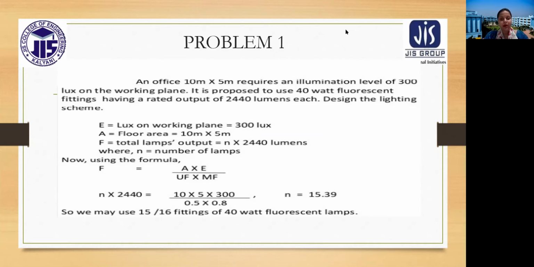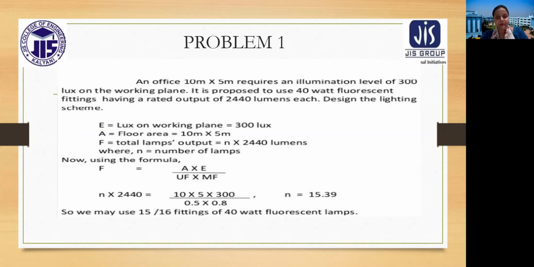F, total lamp output, is N into 2440 lumen. It's been given. Total lamp output will be number of lamps into lumen of each lamp, and the lumen of each lamp is given as 2440 lumen. Now using the formula, we can write A into E divided by N into UF into MF. Here N into F is N into 2440, and in place of A they have put 10 into 5, in place of E they have put 300.